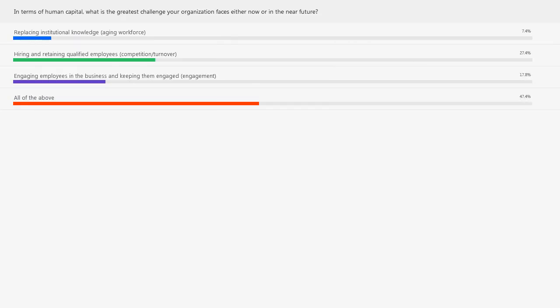So about 7% replacing institutional knowledge, 27% hiring and retaining qualified employees, about 18% engaging employees, and about 47% all of the above. I actually think that's a great dispersion. It's convenient that almost half are all of the above, and you'll see that we're certainly going to talk about each of these, coincidentally, in terms of market factors.